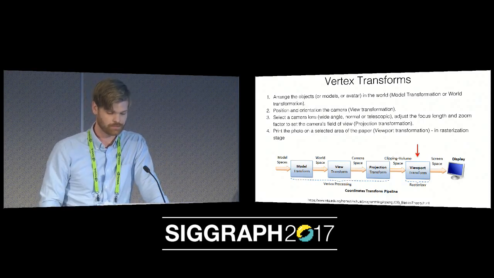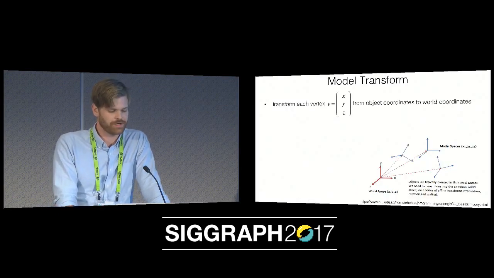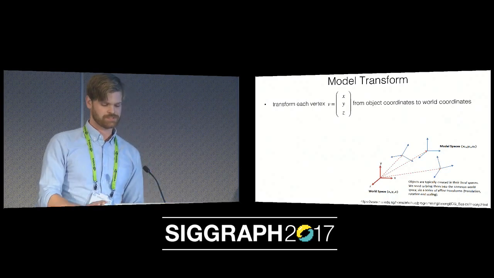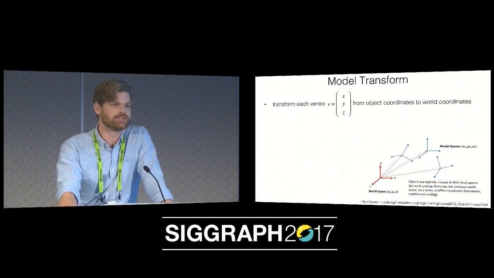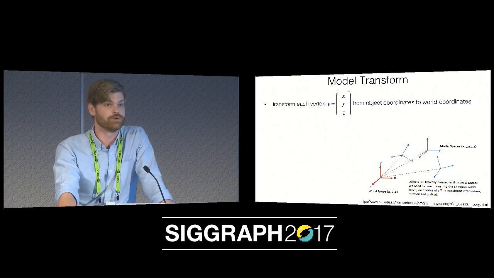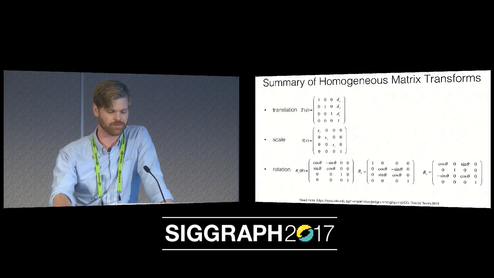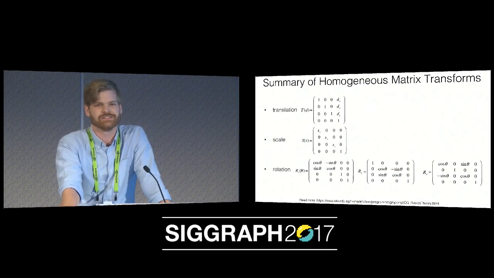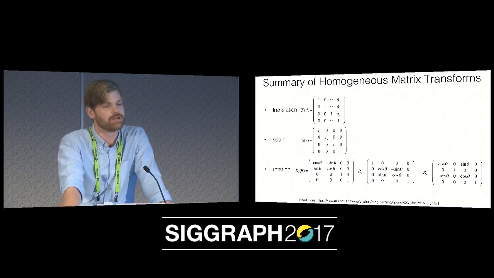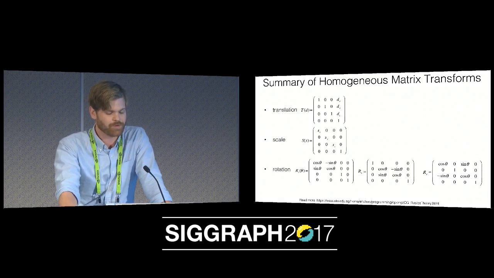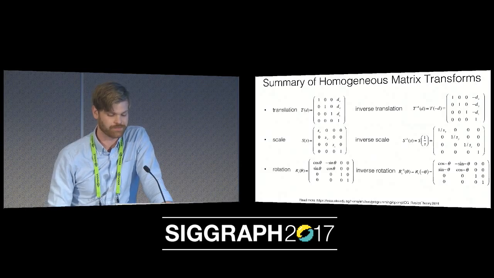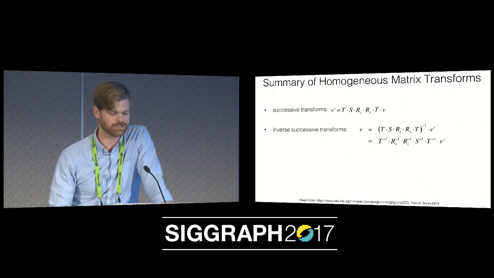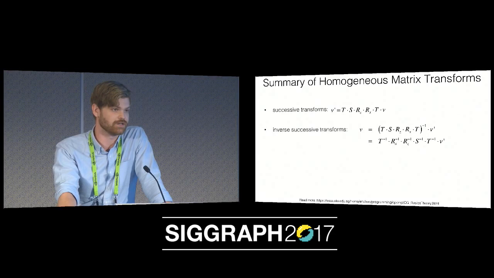So starting with the model transform, like I said, we want to transform each vertex of the model to some world coordinate space, essentially orient different objects that we have defined relative to one another in this world space. So we can do this with a series of homogeneous transformations. So we have translation, rotation, and scale to play with. I'm not going to go into detail about any of these. This is just very basic computer graphics. But we have all the matrices defined here and also their inverses. So we can essentially create any combination of these operations by just multiplying the vertices of the initial model by a series of operations that I just described here.